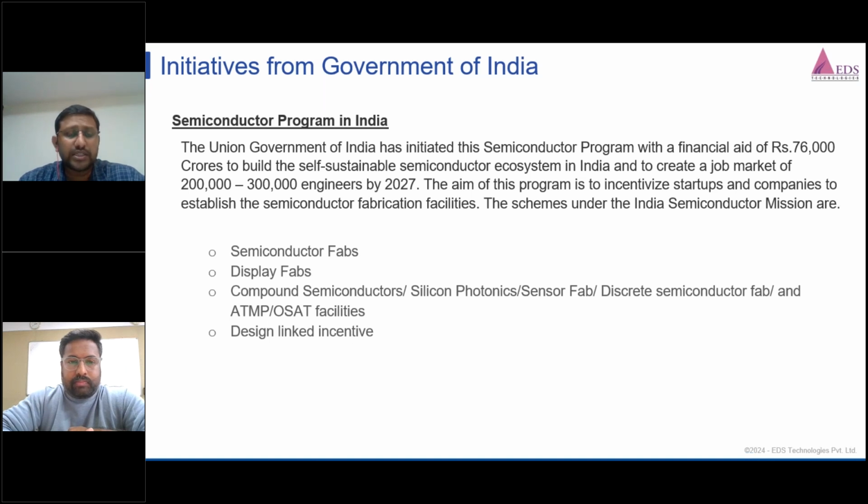So the government is keenly looking to set up semiconductor fabrication units in India, display fabs, compound semiconductors, silicon photonics, sensor fab, discrete semiconductor fab, ATMP and OSAT facilities. And the government has also proposed some incentive plans for the startups to make India a self-sustainable semiconductor hub of the globe.